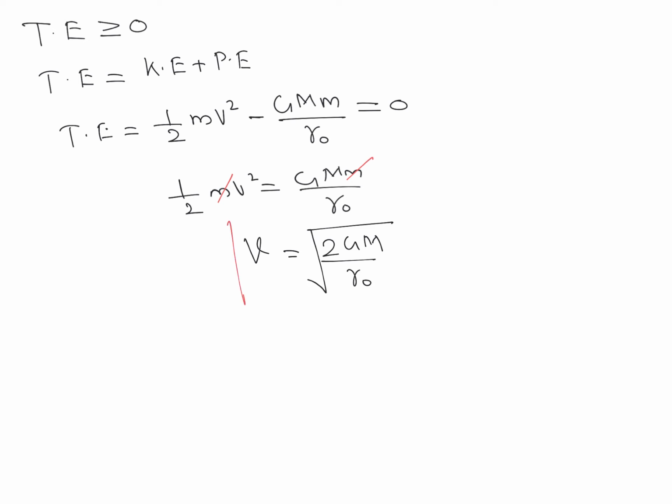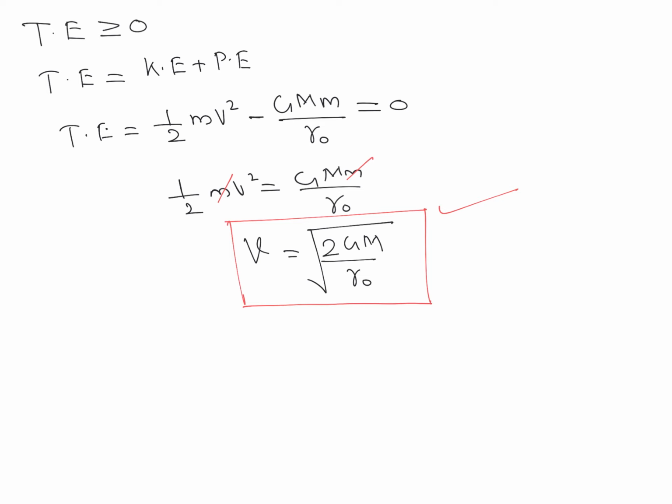Now remember that in the case of escape velocity of an object from the surface of a planet, we wrote the equation in terms of acceleration due to gravity, root of 2 g R. Here we cannot write it in terms of acceleration due to gravity on the surface, because r0 is not the radius of the planet, it is the radius of the orbit. So we need to keep it in this format.